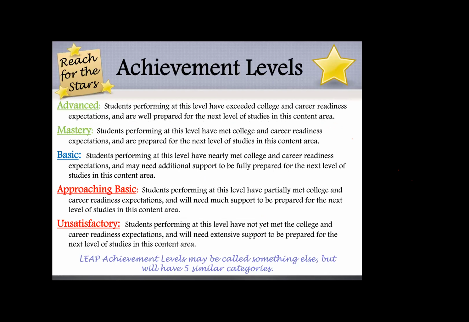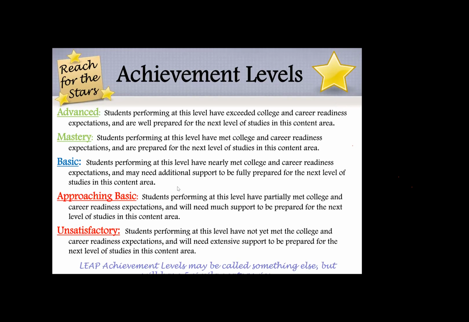So now moving from science, we're going to take a look at more of the information regarding the test itself, and then how you as parents are going to be able to help us moving forward and continue to help and support your student. The different achievement levels that we have, starting from the top down, we have advanced, mastery, basic, approaching basic, and unsatisfactory. And really what we're looking for is our students to score basic and above.